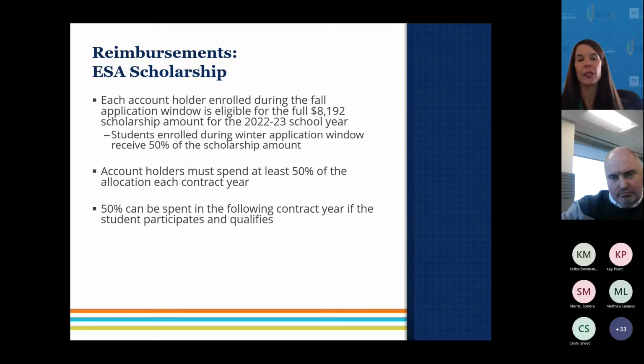With that being said, and this goes along with the pre-approval forms that are being submitted, account holders must expend at least 50% of the scholarship every year, so they can roll over into the next year 50% if the student participates and qualifies again. So again, it's very important for the account holders, when they submit these pre-approval forms, and for the schools to know that they have to at least spend 50%, because we don't want to lose any scholarship.